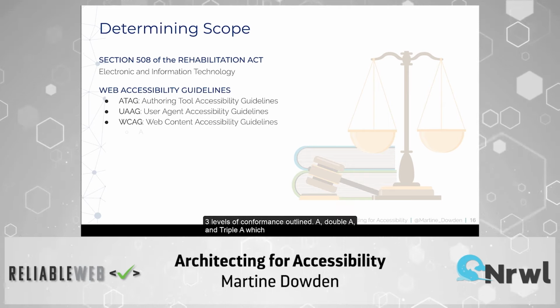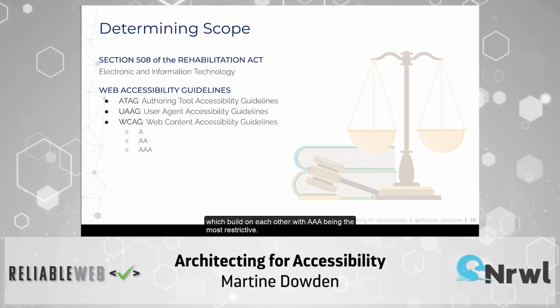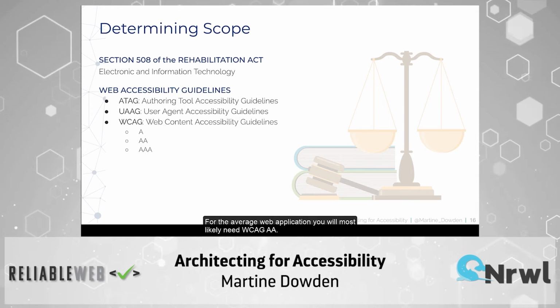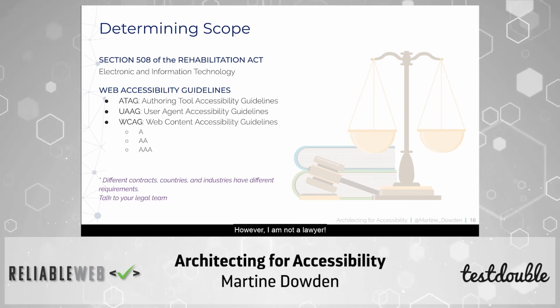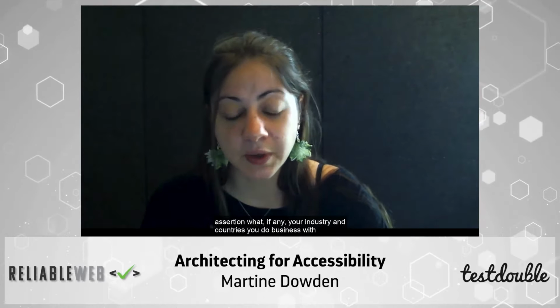WCAG has three levels of conformance outlined: A, AA, and AAA, which build on each other, with AAA being the most restrictive. For the average web application, you'll most likely need WCAG AA. However, I am not a lawyer. When trying to figure out what guidelines and levels of accessibility an application or website needs to conform to, talk to your lawyer or your legal team. They will be able to help you ascertain what, if any, your industry and countries you do business with will require, or if you have any contractual agreements with your clients.